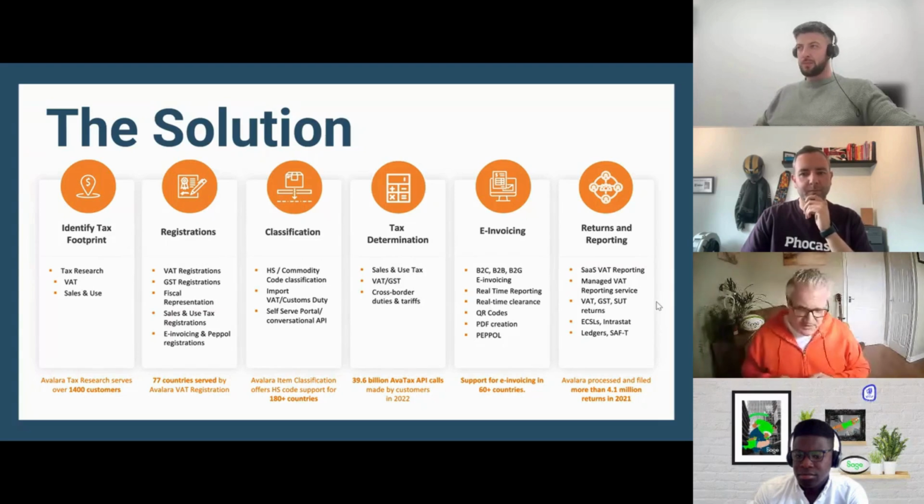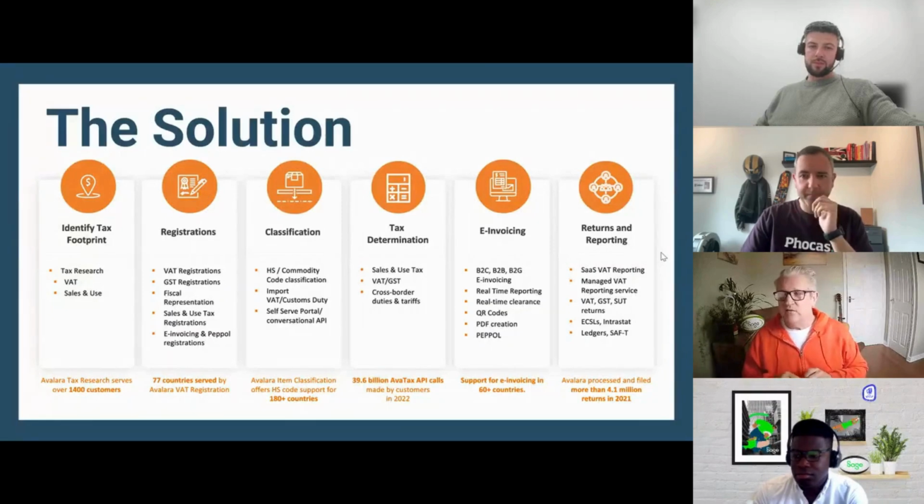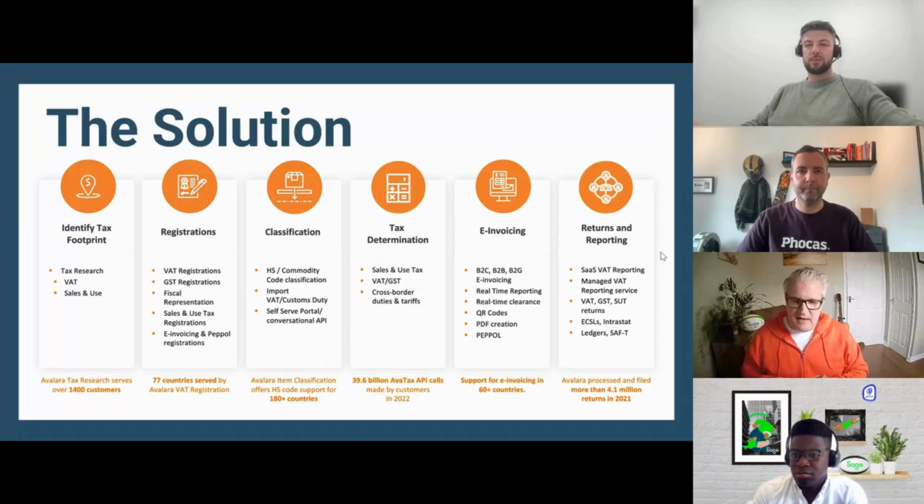Another thing that we call the tsunami of taxation in Avalara is e-invoicing, which is something that started off in South America, is in Italy now, and then this year is in Germany, Spain, Poland. This is a new thing where an auditable copy of an invoice must be sent to a tax authority for auditing purposes. And that's something we supply over 60 countries for.